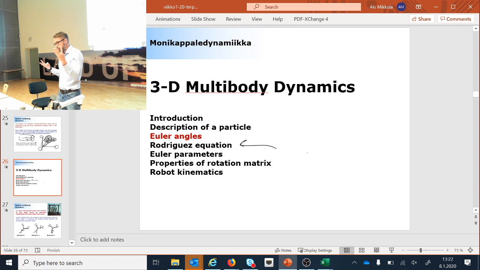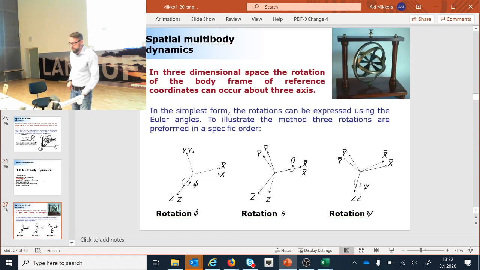All right. So the method that is using these four parameters is the Rodriguez equation, and then its variation called Euler parameters. Okay, but let's get started from the Euler angles. This is business as usual. That's what we learned already last year, and we learned that Euler angles are based on three successive rotations. Successive rotation is key to understand the concept.